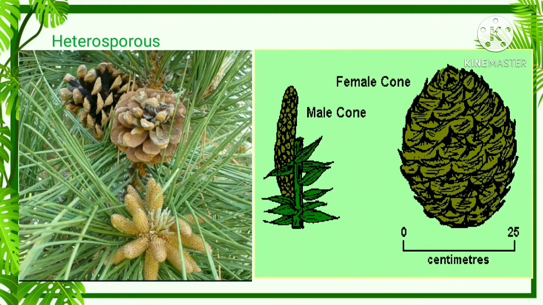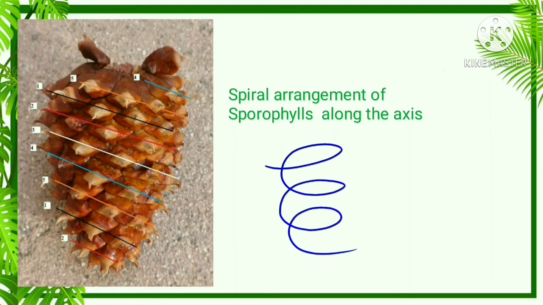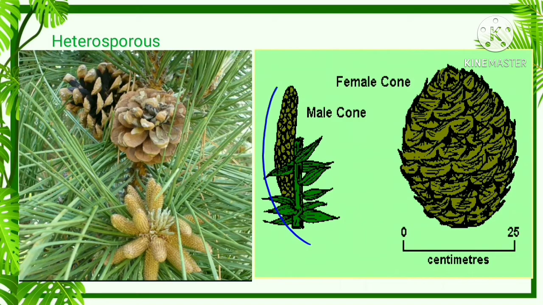Gymnosperms produce haploid microspores and megaspores. So the spores are borne on sporophylls having sporangia in it, and the sporophylls are spirally arranged along an axis to form a compact structure known as cones or strobili. So these are the cones or strobili, male and female cone.